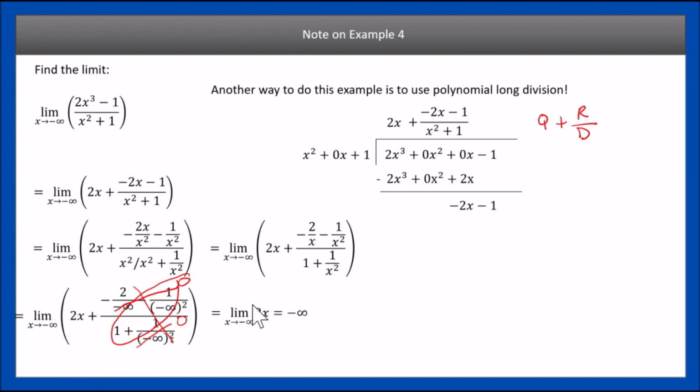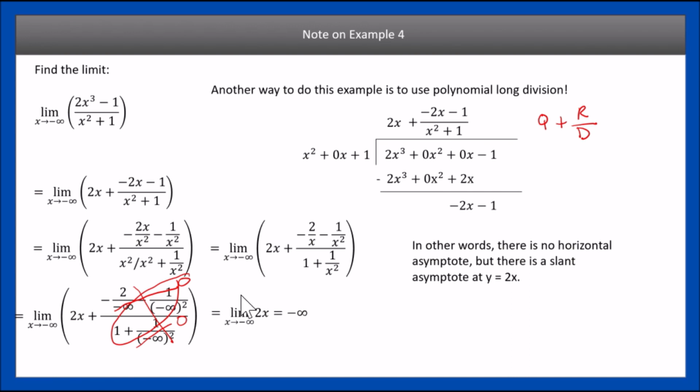But this 2x is actually your slant asymptote. So even though there's no horizontal asymptote, there is a slant asymptote for this function at 2x. So remember, y equals 2x is a line with a slope of 2, right? That goes through the origin.